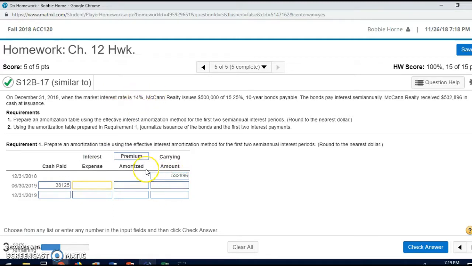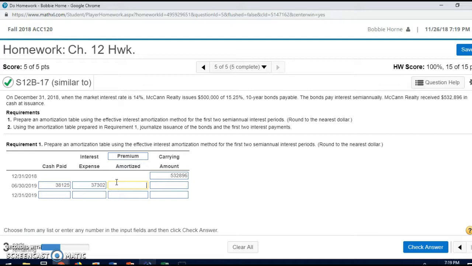Now to calculate the actual interest expense that we're going to have, we're going to use the market rate times the carrying amount. So we're going to do 532,896 times the market rate, which is 0.14 times 6 out of 12. And we're going to round this to the nearest dollar, so $37,302.